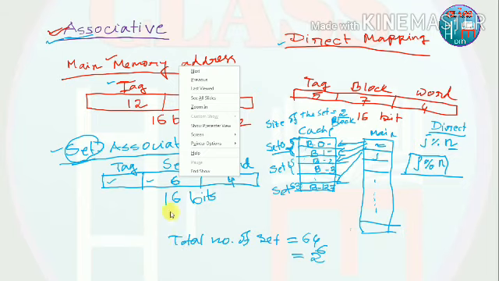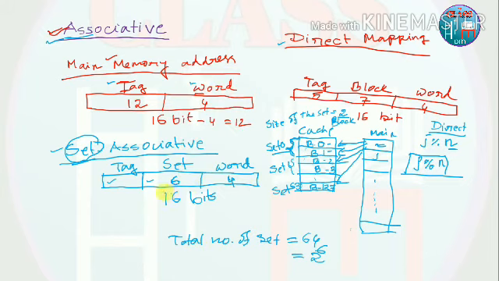Clear? So once we find out the size of the word and the size of the set, then we can easily calculate the size of the tag. The size of the tag will be 16 minus (6 plus 4), that means 16 minus 10, so the remaining is 6. So tag size will be 6.